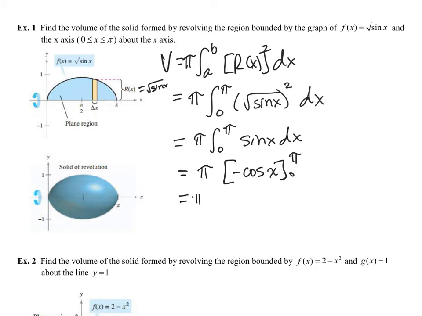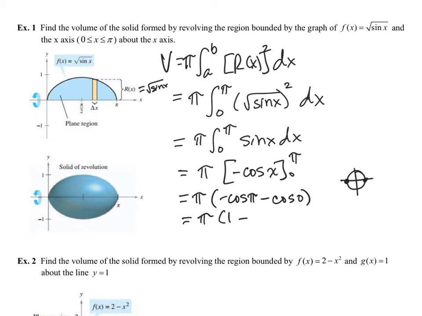So this would be pi times, let's start some parentheses, and let's first replace x with pi. So this would be negative cosine pi, and then minus cosine 0. And we can simplify that a little bit. Cosine of pi is here on the unit circle, where the x value is negative 1. So we're going to take the opposite of cosine of pi, the opposite of negative 1, which is just 1, and then minus the cosine of 0. Remember, cosine of 0 is here on the unit circle, where the x value is positive 1.